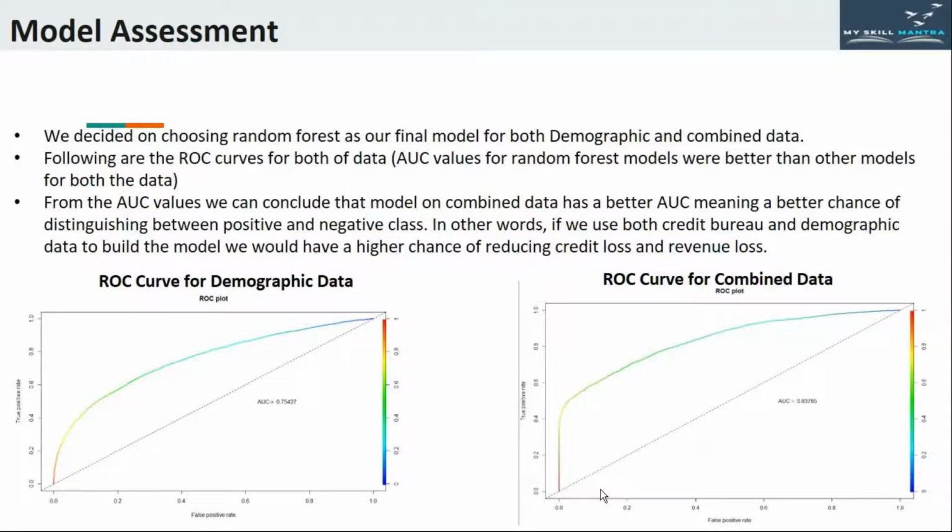Or in other words, we can also say that if we use both the credit bureau data and demographic data to build the model, we have higher chances of reducing credit loss and revenue loss, because we are going to capture more people who are going to default, and thereby we can say, no, you're not going to be given the loan. So we can cut down our losses. With this, our model is done and dusted, and it's ready for deployment. So you can go ahead and deploy this.